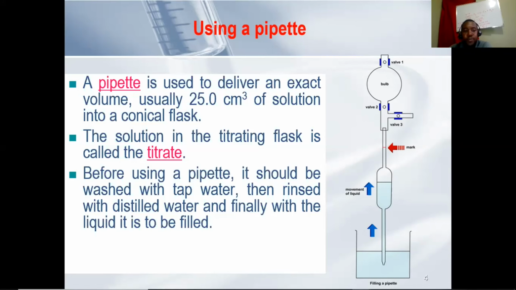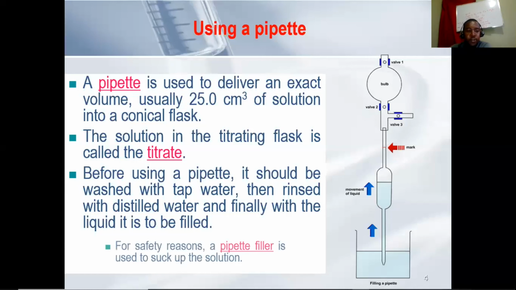Before using the pipette, it should be washed with tap water, then rinsed with distilled water, and finally with the liquid it is to be filled with. That's very important. Each time you're doing titration, the pipette needs to be washed in tap water. Then you rinse it with distilled water to take away any impurities. Before you add your titrate to it, you add some of the titrate to wash out any excess water that is remaining.